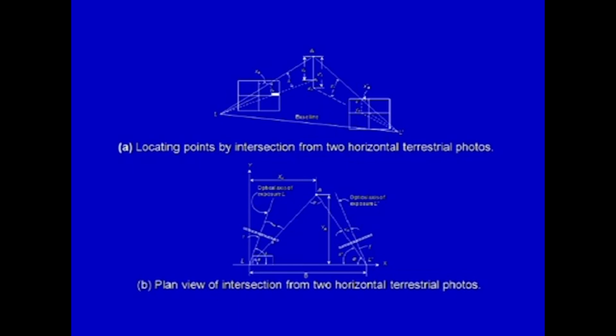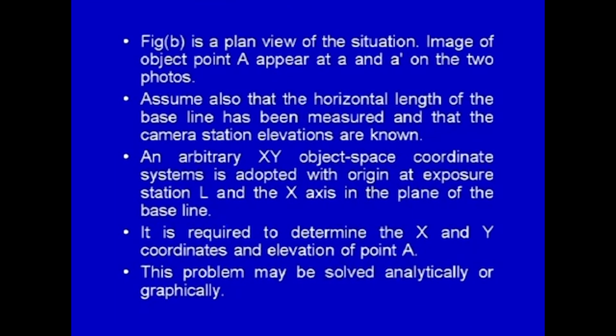for the point A. In order to find out the coordinates, we normally try to create a local coordinate system with its origin located at the position L, and with respect to that we find out the ground coordinates of that particular point A with respect to the first camera location L. Figure B is a plan view of the situation. Image of object point A appear at a and a dash on the two photographs.